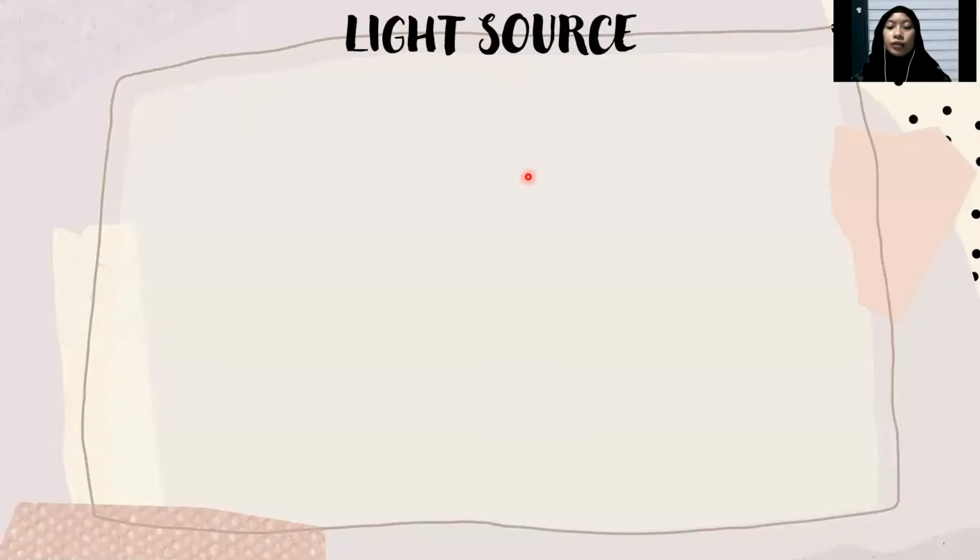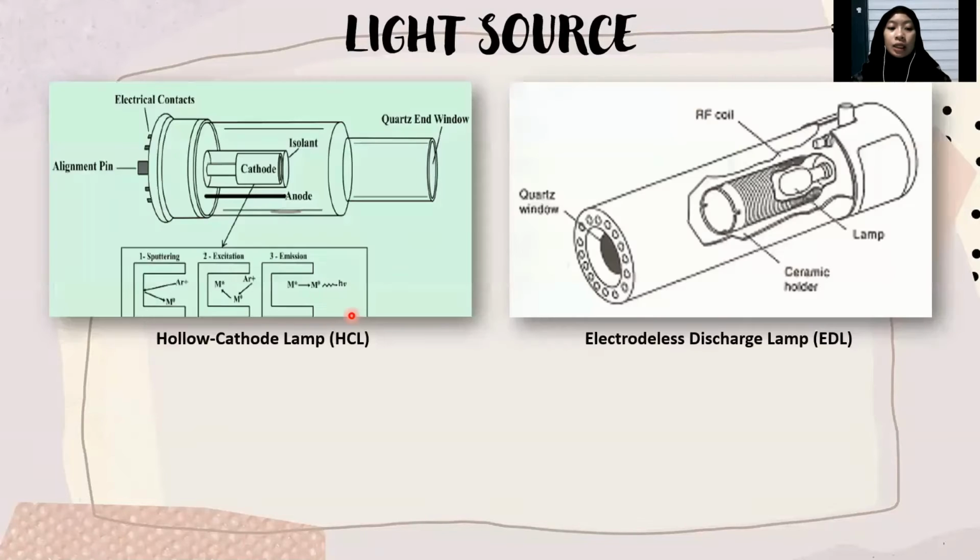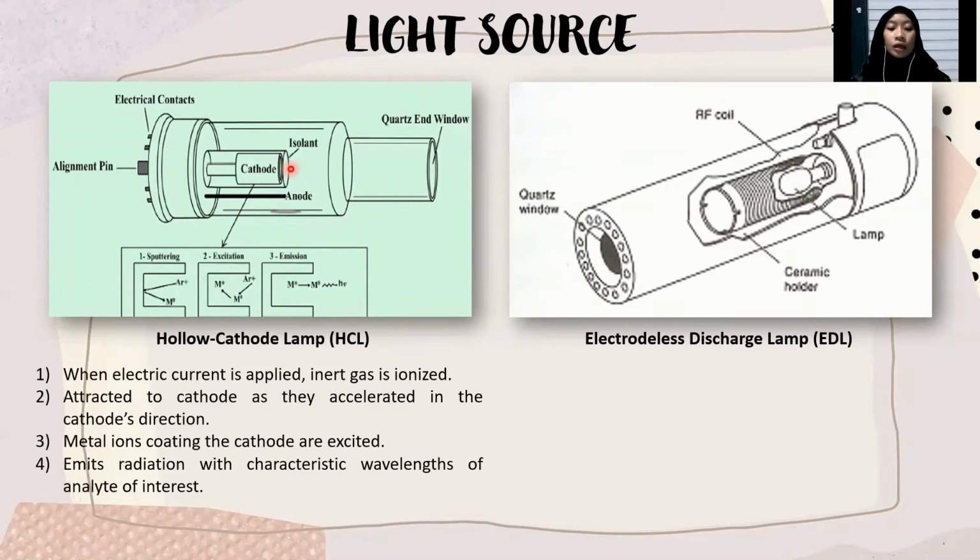In AAS, there are two types of light source that can be used, namely the hollow cathode lamp, HCL, or the electrodeless discharge lamp, EDL. Among these two, HCL is used more often than EDL, and in this presentation, I will be presenting the mechanism of HCL only. So the cathode of HCL is coated with the analyte of interest, and the lamp is filled with an inert gas such as neon or argon that is kept within a pressure of 1 to 5 torr.